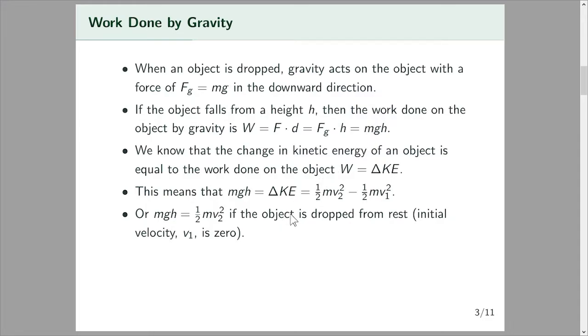And so we could say mgh is our change in kinetic energy, which is 1/2 mv2 squared minus 1/2 mv1 squared. But if it's dropped from rest, then this is 0. And we just get mgh is equal to 1/2 mv2 squared, our final velocity squared. And so this relates the final velocity the object gets, or the final kinetic energy, the whole thing, to how high it was dropped from.